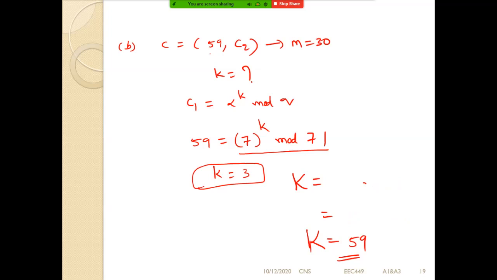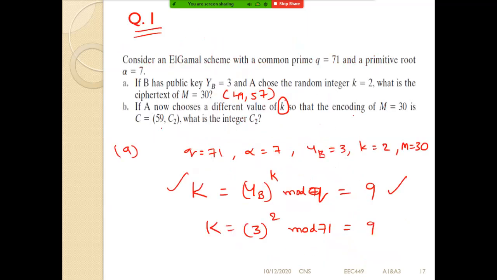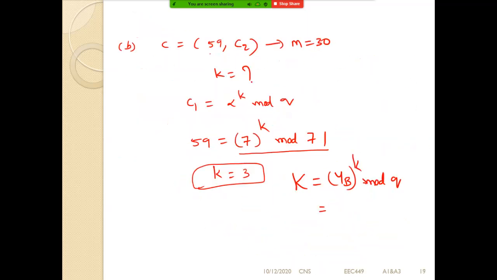So it is YB power small k mod q. Correct. So what is the YB given? It is 3. So that will be fixed. So 3 power small k means 3 cube mod 71. So 3 cube is what? 27 mod 71. So what is the value? 27 only. Yes or no? So it is not alpha power k. Alpha power k is the C1 value. This is the one. That was wrong.